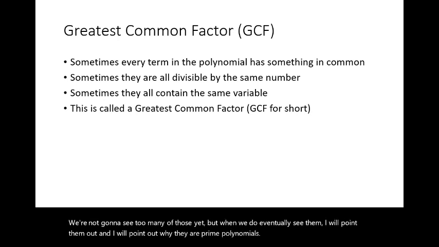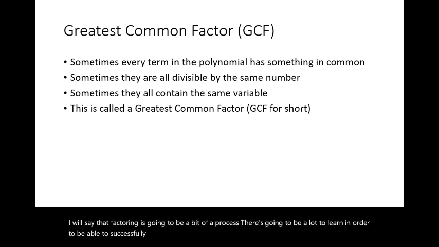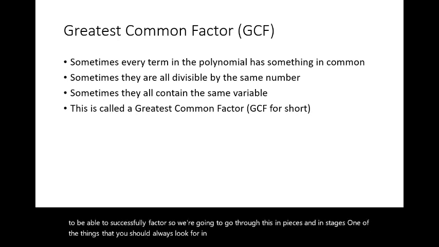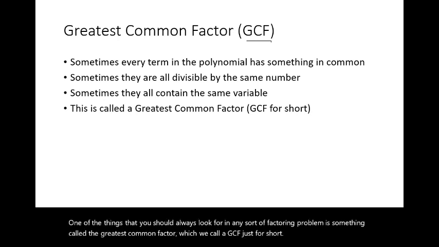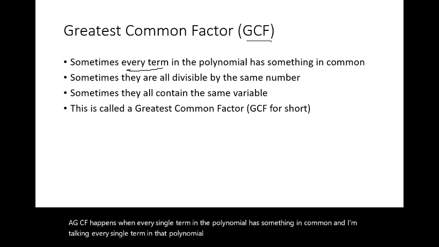Now, I will say that factoring is going to be a bit of a process. There's going to be a lot to learn in order to be able to successfully factor, so we're going to go through this in pieces and in stages. One of the things that you should always look for in any sort of factoring problem is something called a greatest common factor, which we call a GCF for short. A GCF happens when every single term in the polynomial has something in common. I'm talking every single term in that polynomial without exception. They all have something in common.